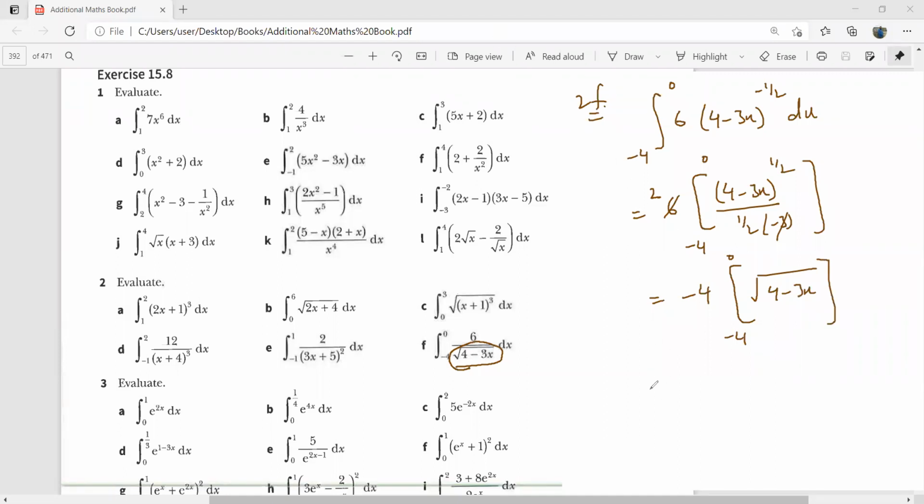Okay children, do ask me if there is anything that is creating a trouble for you. Now, when I put the 0 over here, I get under root 4. Sir, where did this -4 come from that you wrote outside?